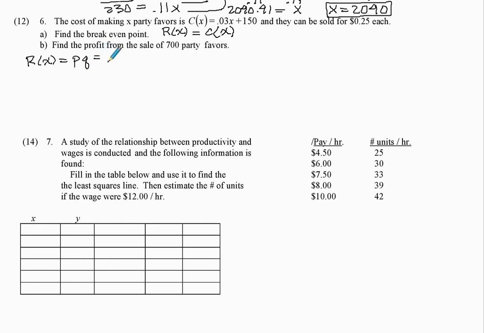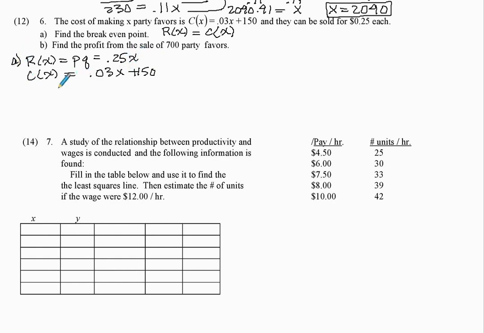And the price we know is 25 cents each. And then our quantity for us, it's x. X is our quantity. So that's 0.25x. And then we know that our cost, C of x, is equal to 0.03x plus 150. And then break even is when revenue equals cost. So we're working on part A here.